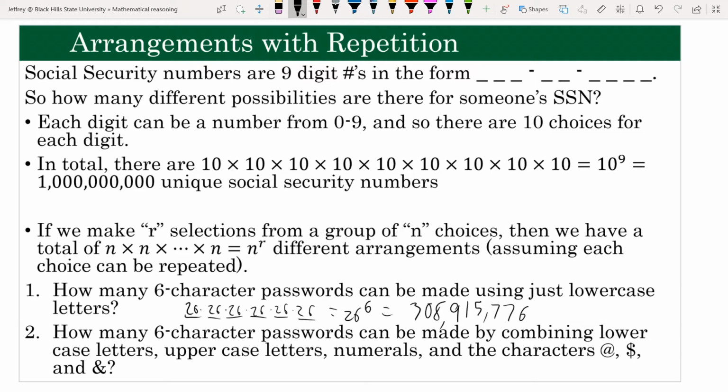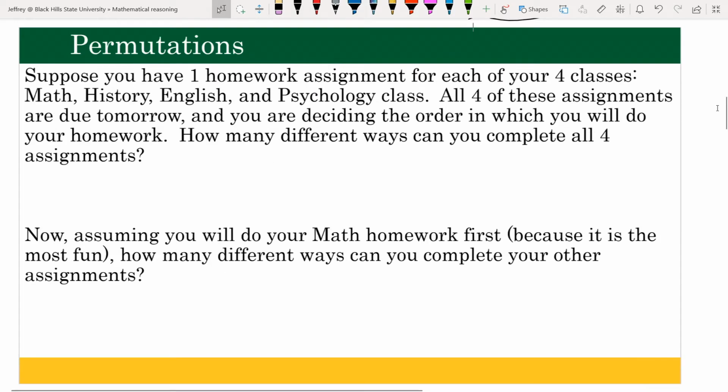Well, lowercase, that's 26 possible values. We have another 26 that are uppercase. There are 10 numerals, 0 through 9. And then we have 3 more. So in total, there are 65 possible choices per character in the password. For a 6-character password, this would be 65 to the 6th power. The reason why there are so many different passwords possible is to prevent someone from stealing your password.